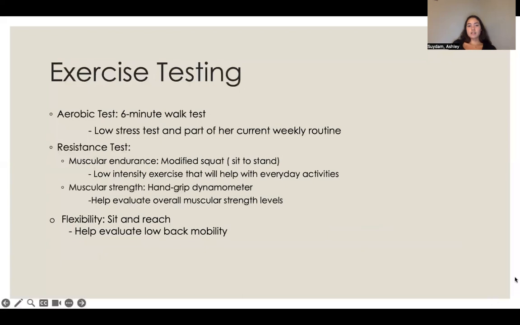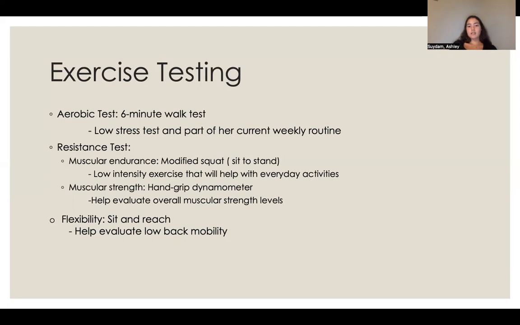For exercise testing, for the first one, the aerobic test, I did a 6-minute walk test. I chose this because it's a low stress test and she also currently practices walking regularly during the week, so it's something that I know she'll be able to be confident in. For the 2 resistance tests, I chose the modified squat for muscular endurance. This is going to be the sit to stand.